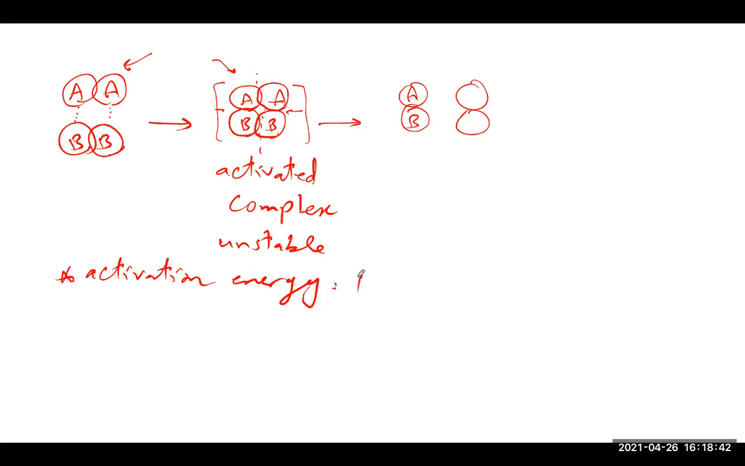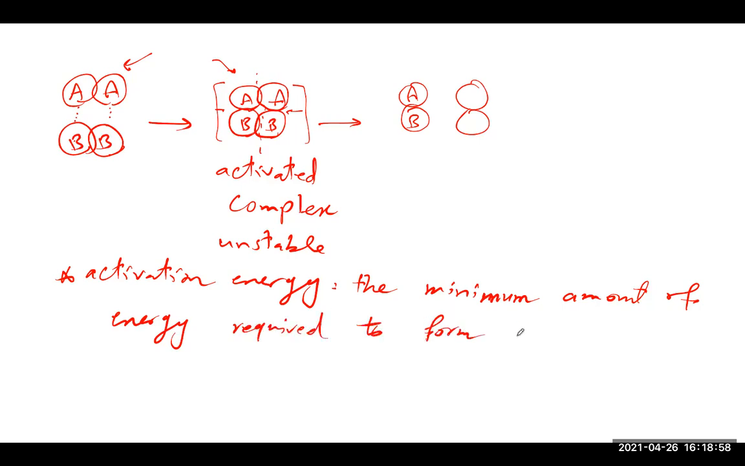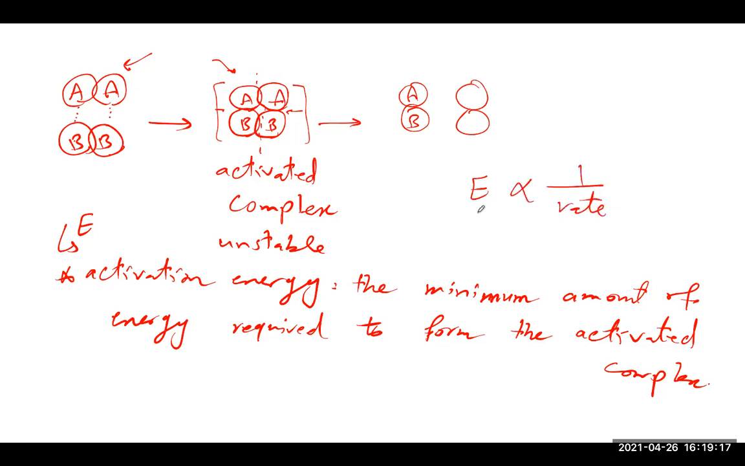Activation energy is the minimum amount of energy required to form the activated complex. So the energy required to form this activated complex we call the activation energy, and this activation energy will be written as E. And here we have an inverse relationship between the activation energy and the rate of the reaction. It means that the higher the activation energy, the less easily they can form this activated complex. That's why the rate will be a very small value. It means that the reaction will be slow.